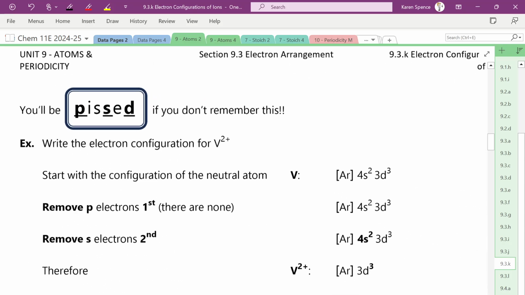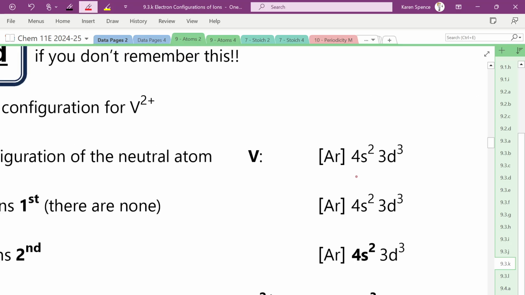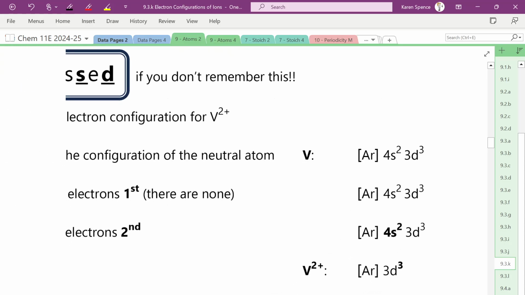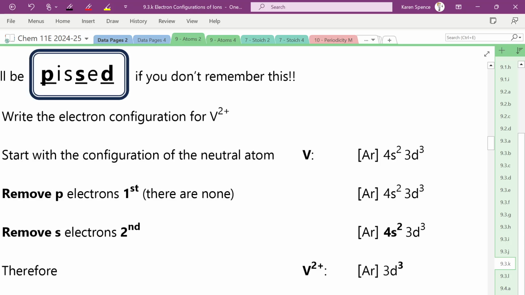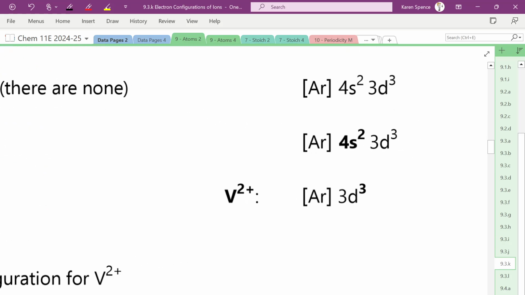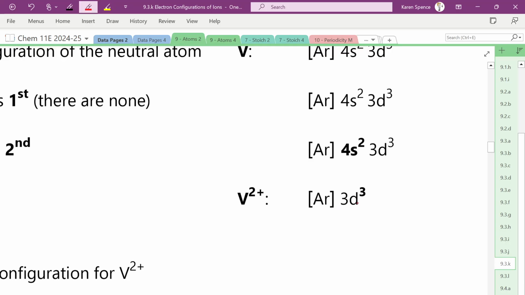Okay, so here's vanadium. This is the order of filling. You're going to remove p electrons first. Well, there are no p electrons. You're going to remove s electrons second. And so you end up with vanadium 3d3. Or you can say, I'm going to remove the 4 levels before the 3 levels.